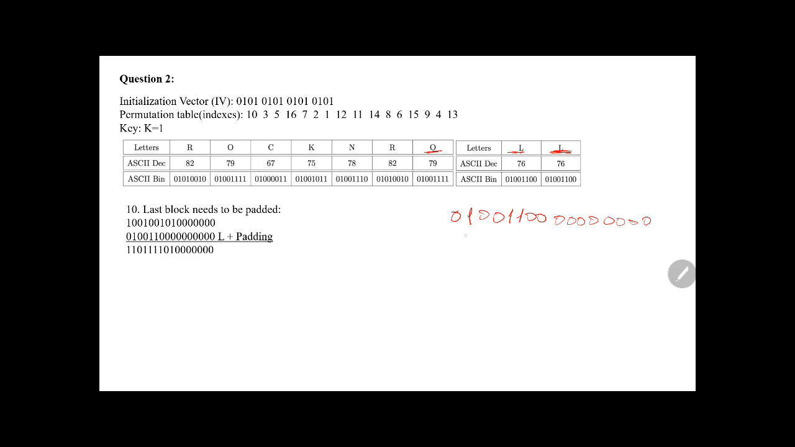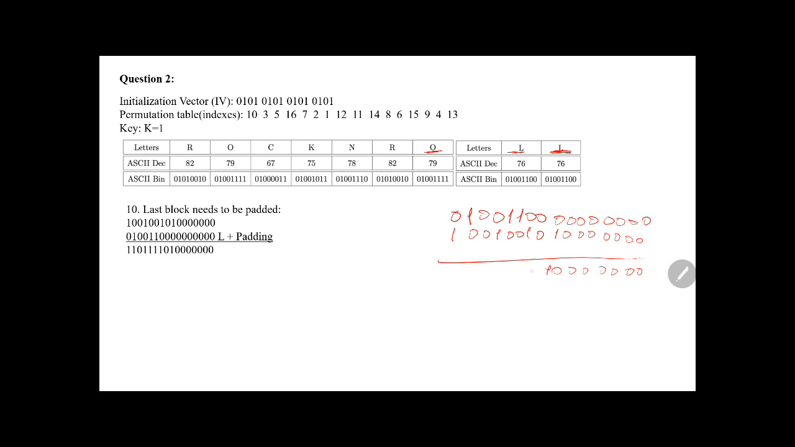And what we do next is that we XOR it with the previous output. So the previous output was 1, 0, 0, 1, 0, 0, 1, 0, 1, 0, and the rest is zeros. So let's do our XOR. 0, 0, 0, 0, 0, 0, 0, 1, 2, 3, 4, 5, 6, 7.